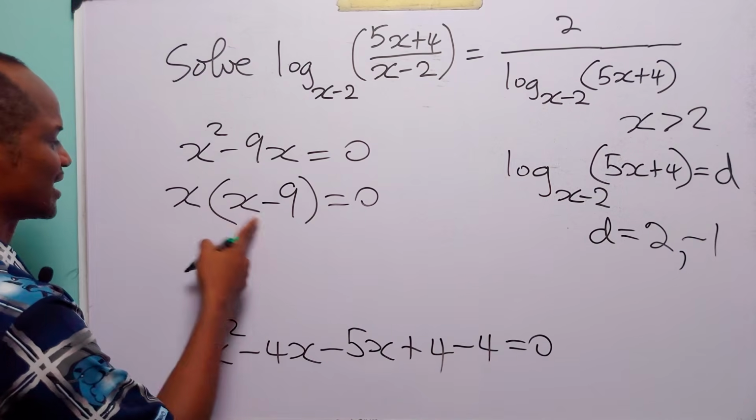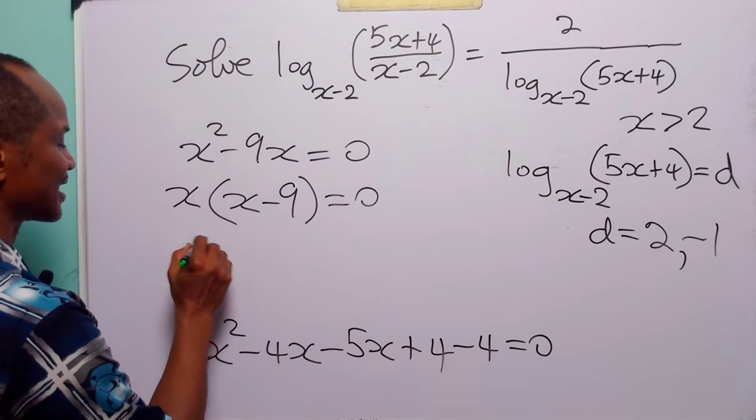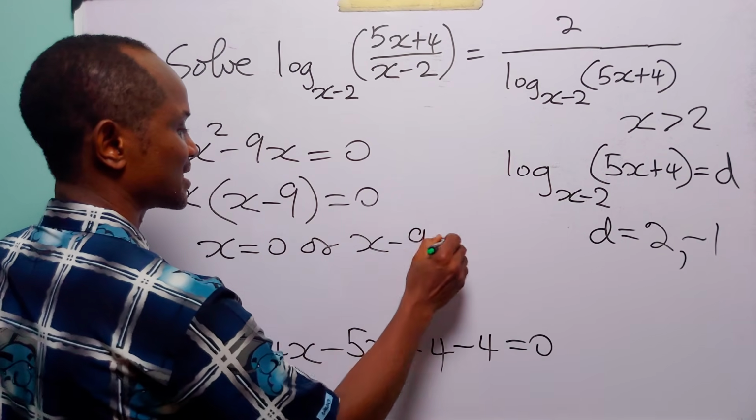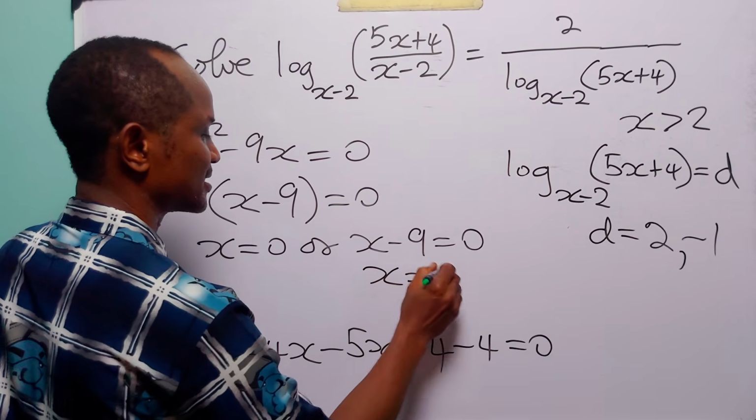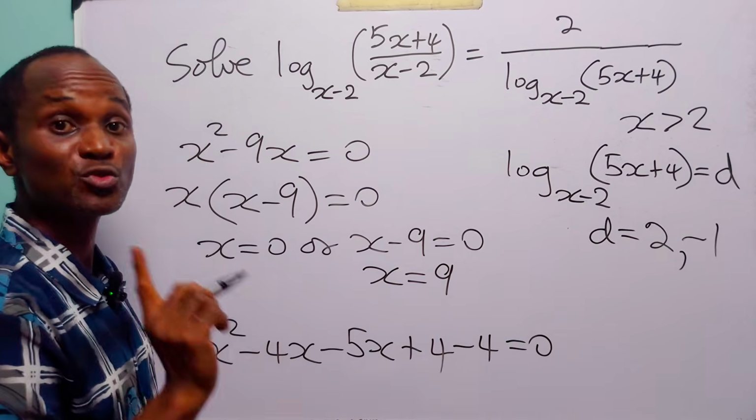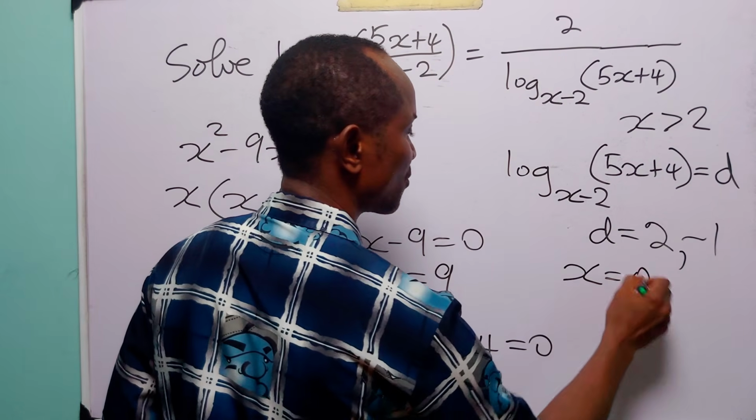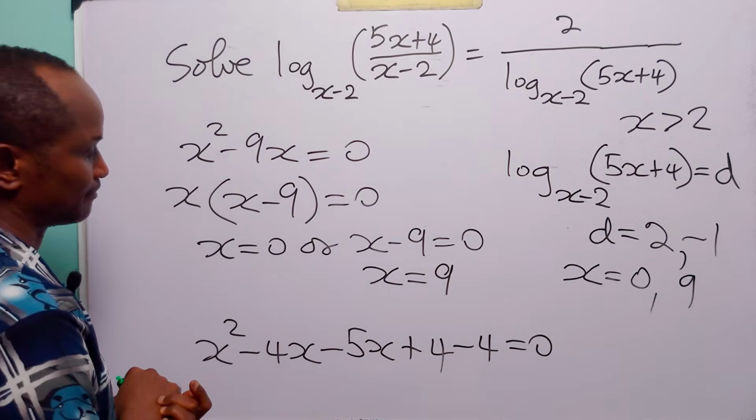Once more, we have that the product of two items is equal to 0. So that simply means that either x is equal to 0 or x minus 9 is equal to 0. From here, we have that x is equal to 9. So when d is equal to 2, we have two values for x. We have that x is equal to 0 or x is equal to 9.